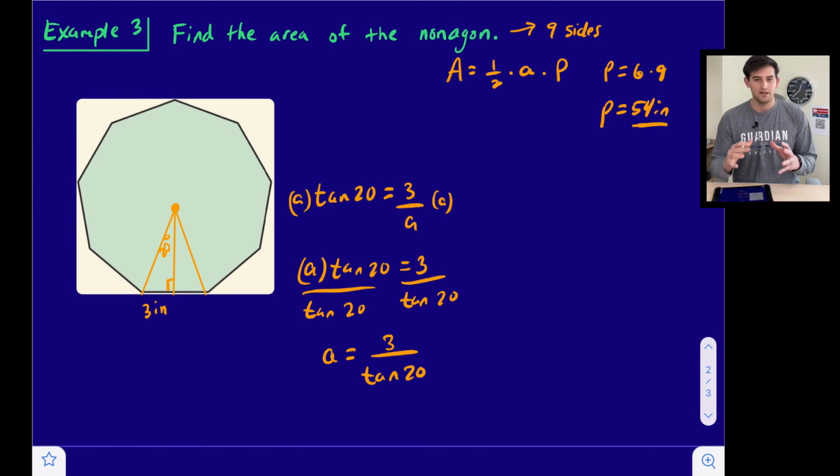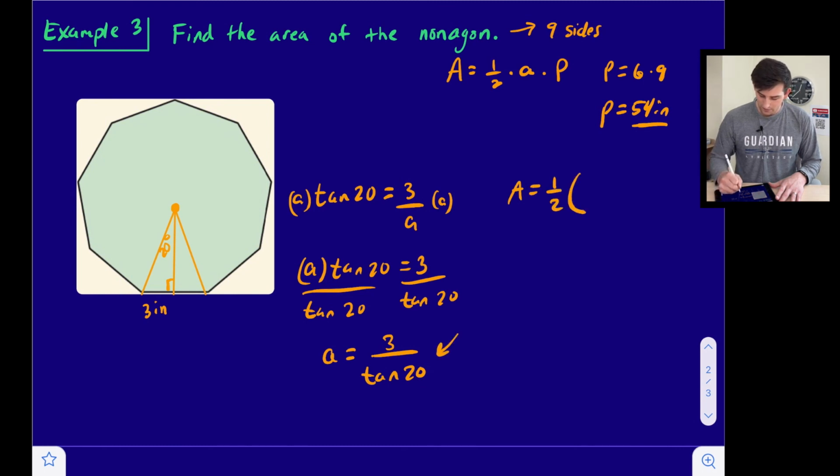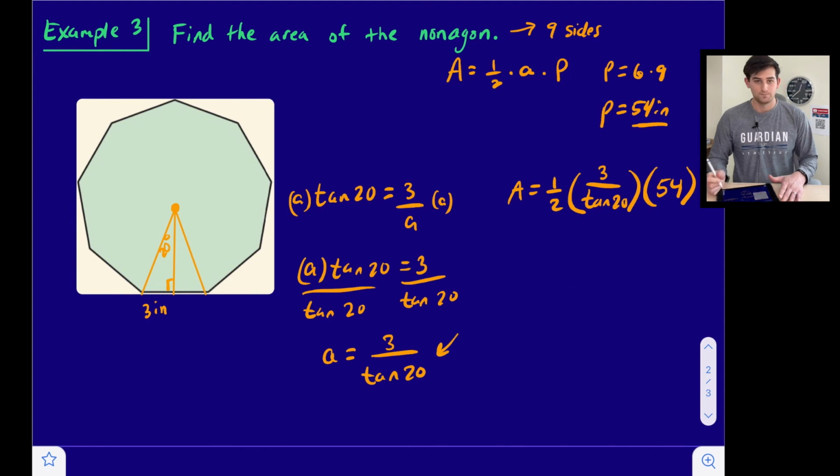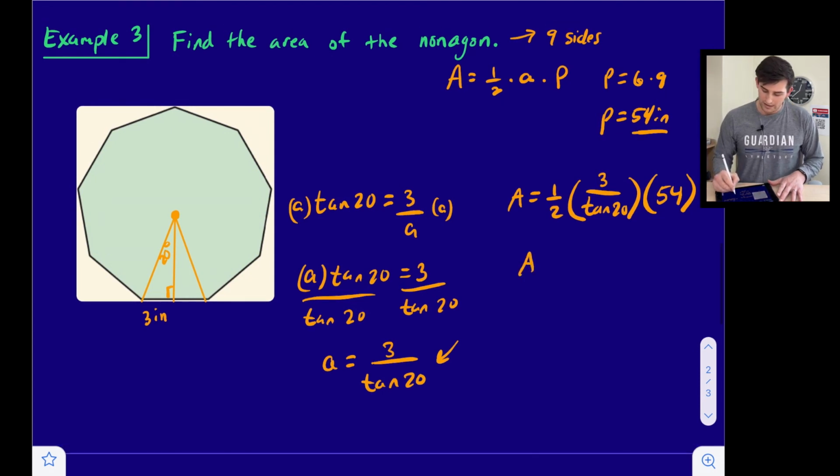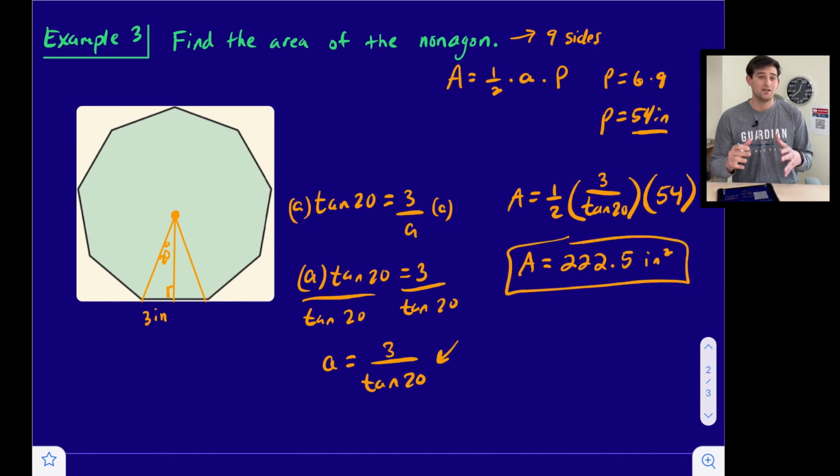And I'm going to leave that right there for now because we're going to plug that in our area formula right now. So now we have area is equal to 1/2 times our apothem, which is 3 divided by tangent of 20, and then times our perimeter, which is 54. So now we can type all this in our calculator. I'm going to go ahead and do 3 divided by tangent of 20, and I'm going to multiply that by 54, and I'm going to multiply that by 1/2. So we get an area of approximately 222.5 square inches. Okay, and that is how you find area of a regular polygon.